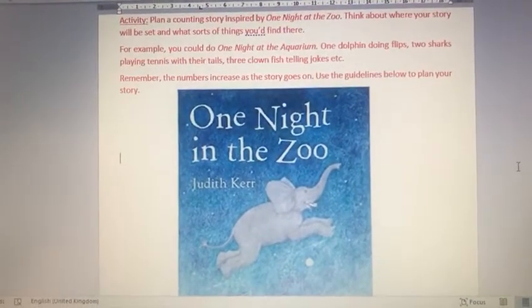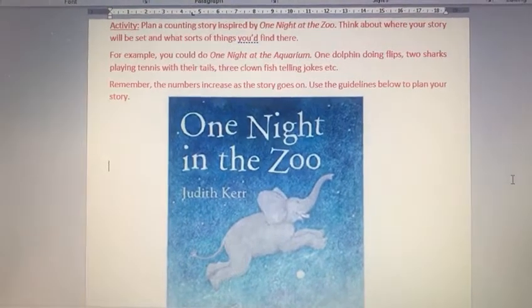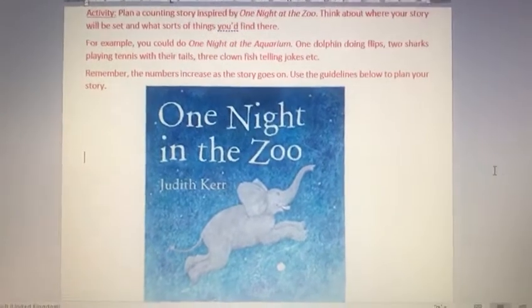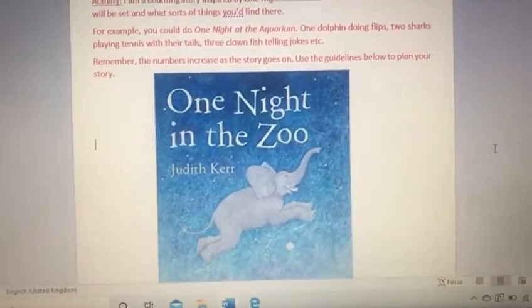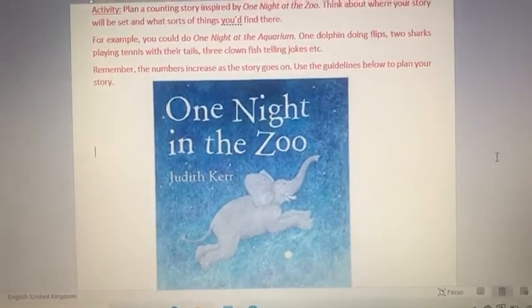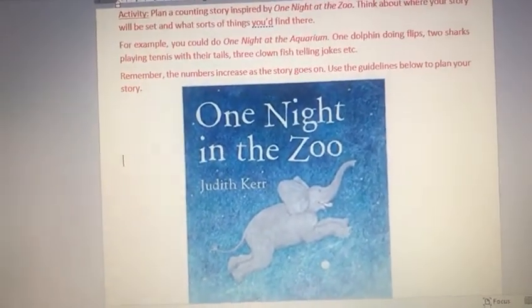However, it's not going to be based in a zoo. It can be based anywhere else you would like, but it just can't be a zoo. Now, I've decided that for my story, and you are very welcome to use this idea, I'm going to do One Night in the Aquarium, because you know how much I love the water and sea creatures. So I'm doing One Night in the Aquarium.